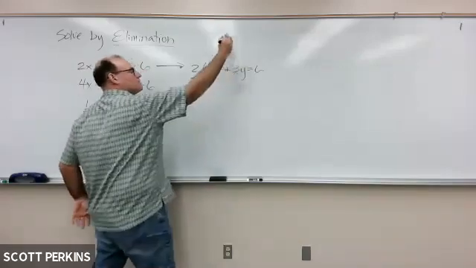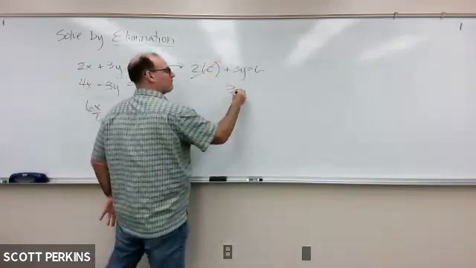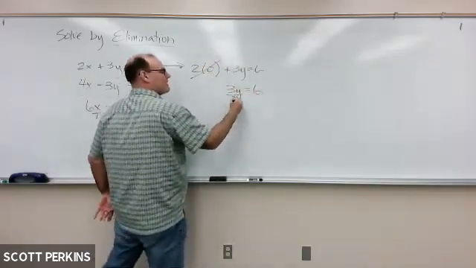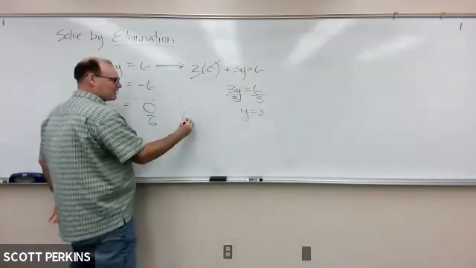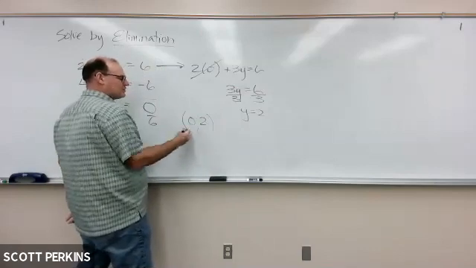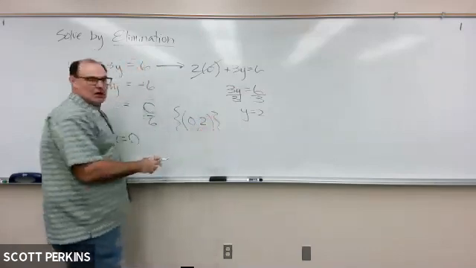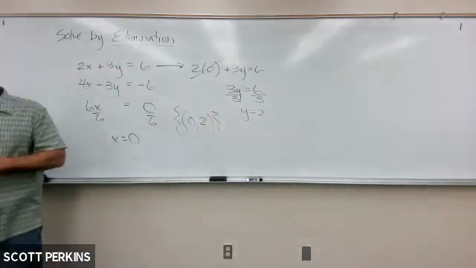So 2 times x, which is 2 times 0, plus 3y is equal to 6. 2 times 0 is 0. Goodbye. Divide by 3. And I get y is equal to 2. So my x value is 0, my y value is 2, and there it is. I've just solved that using elimination.